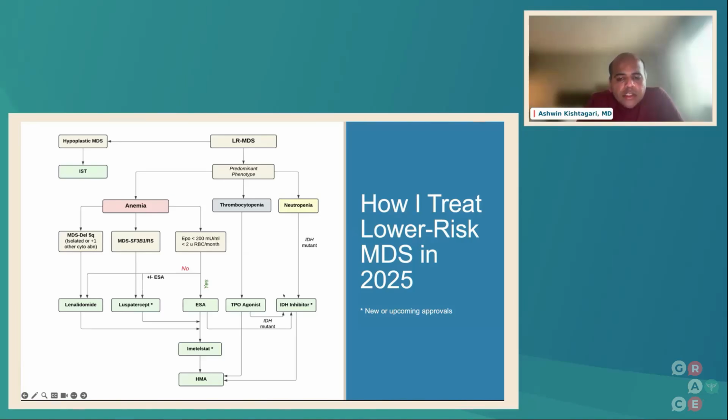If they have a particular somatic mutation such as IDH1 or IDH2, there are small molecule inhibitors targeting these mutations. But these are only minor subsets. Majority of patients, if they have neutropenia, end up getting azacitidine or decitabine.